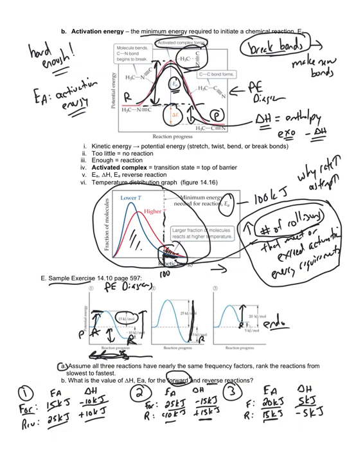Letter A says, assume all 3 reactions have nearly the same frequency factors. Rank the reactions from slowest to fastest. Well, what would I want to look at? We're looking at the forward reactions here, just the forward ones. How would I figure out who's going to be the fastest and who's going to be the slowest? Am I going to look at the activation energy or the enthalpy of the reaction? To do this, we want to look at activation energy.